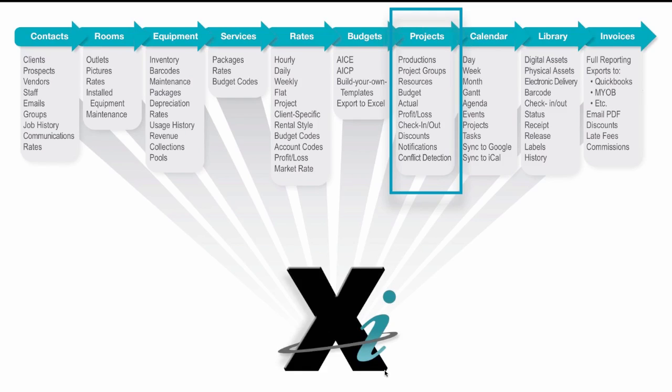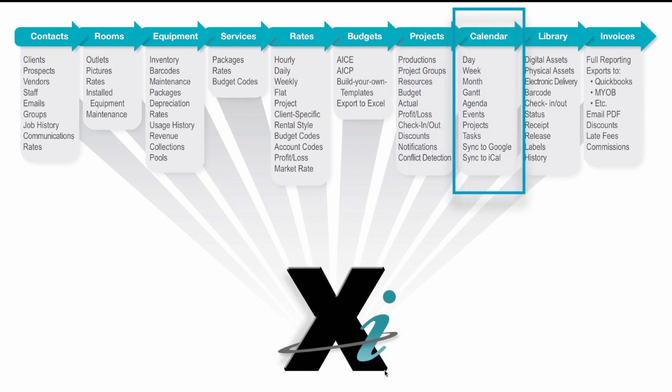As far as equipment, we can check equipment in and out. We can manage all the discounts, we can set up notifications, and of course conflict detection is important in something like that. You have conflicts when things are double booked, so that's why we've got a calendar, all the different views you would expect: day, week, month, a Gantt view, agenda view, and that's where you track all of your events, your projects, your tasks, also employee schedules and daily notes. And the calendar has a two-way sync to Google Calendar and iCal.